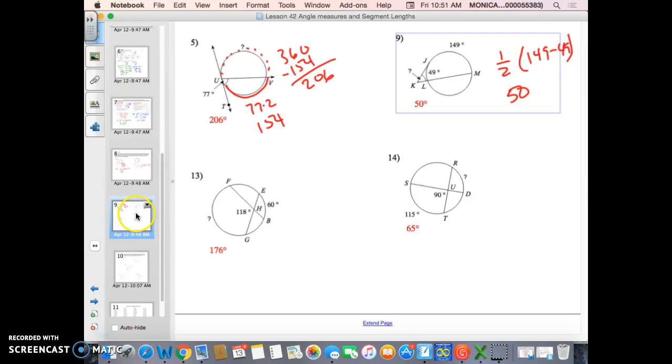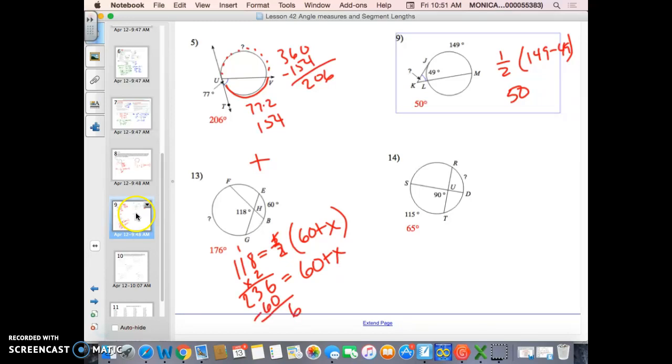This one's an addition problem, so you should notice because the angle's on the inside, you're going to add. So 118 is equal to 1/2 of 60 plus, I'll just say x, right? So we can undo taking half by multiplying this side by 2. So 236 equals 60 plus x, so then you subtract 60 from 236, and that's 176.